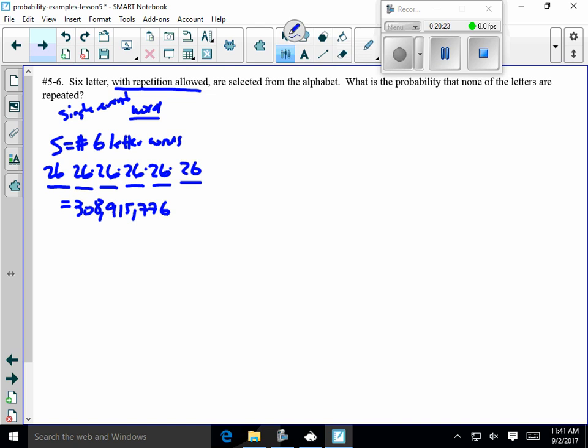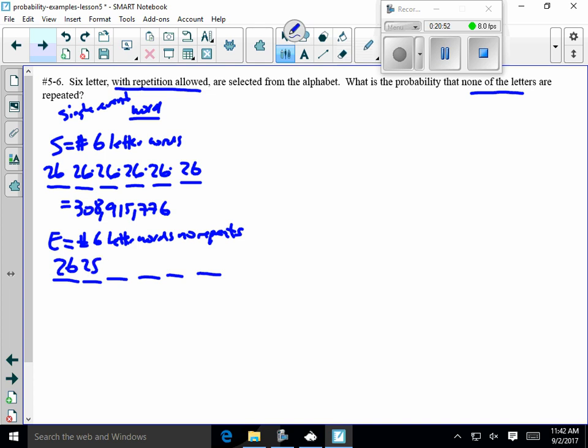Okay, and then the event space would be specifically that we're looking for the probability that none of the letters are repeated. So that would be just the number of six-letter words with no repeats at all. Let's use that same counting technique. We have to pick 1, 2, 3, 4, 5, 6 letters. We could pick any of the 26 letters for the first spot, but then we've used up a letter. We have to pick from the 25 remaining letters for the next one. We've used up 2, so there are 24 letters left to choose, and then 23, 22, and 21. We would multiply that, which turns out to be 165,765,600 different unique words.